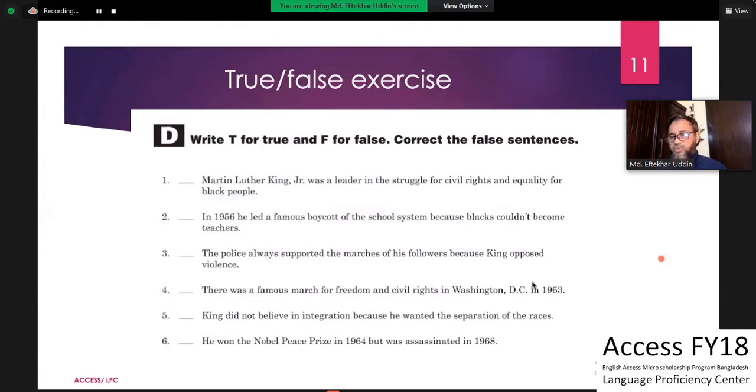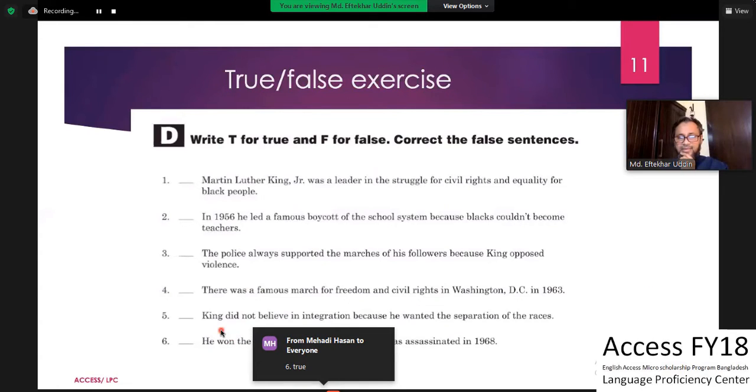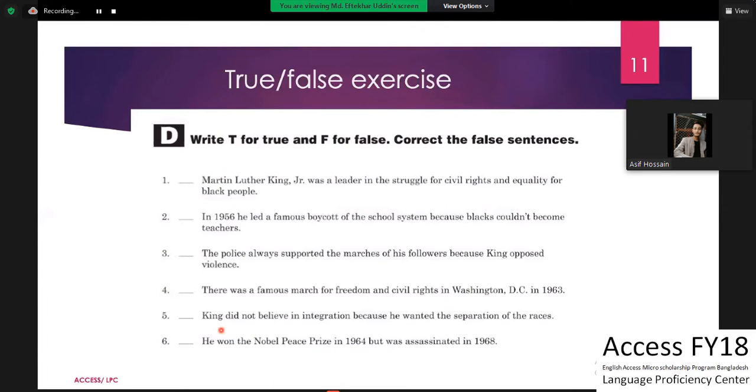Next one is Hantam Nur Sharika, number 5. Hantam Nur Sharika, are you there? Okay, most probably she has some network issue. Next one, Asif Hussain, are you there? Yes, sir. Could you read number 5? Yes, sir. King did not believe in integration because he wanted the separation of the races. Is it true or false? Sir, false. Okay. So what did he believe?